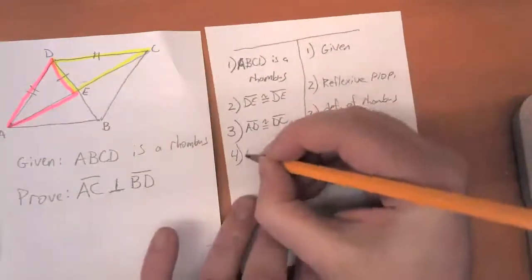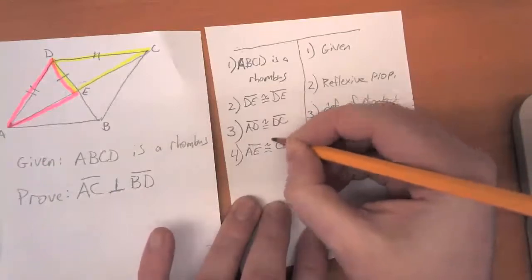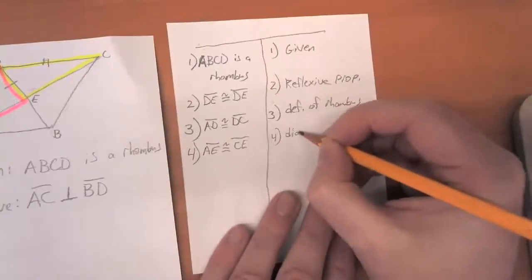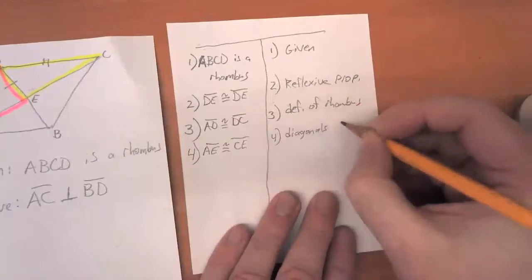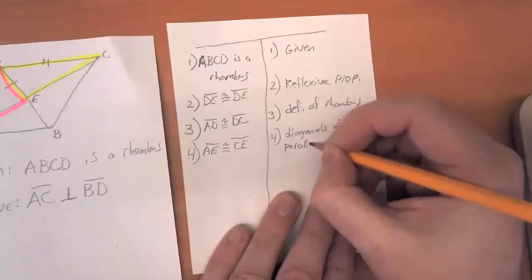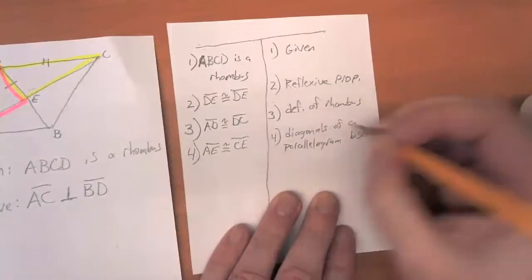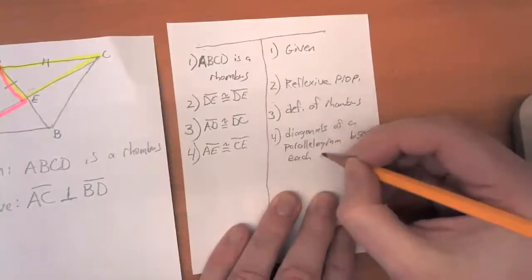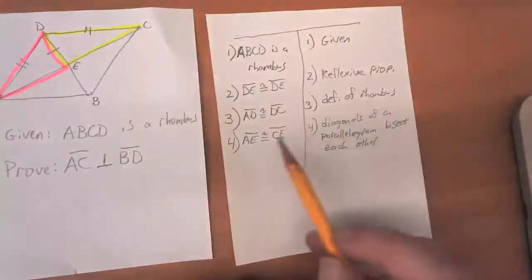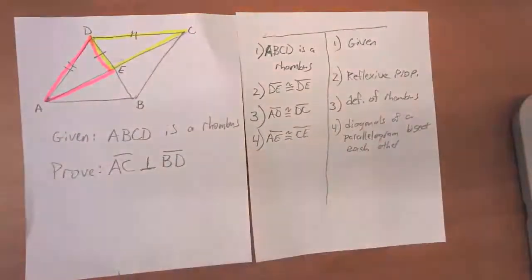So we can say that AE is congruent to CE. And the reason for that is diagonals of a parallelogram bisect each other. And math teachers might quibble about whether you can do that in one step or whether we should do multiple steps to do that. But if somebody is following your proof, you're doing just fine.